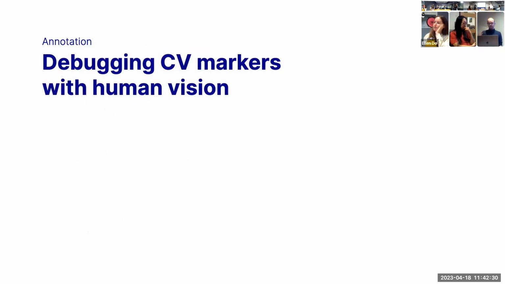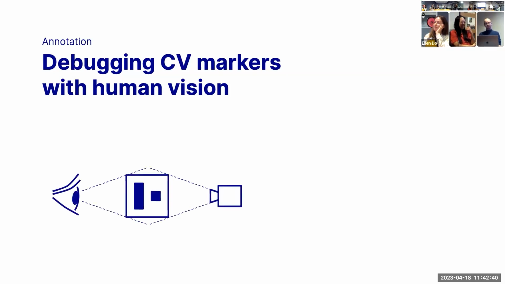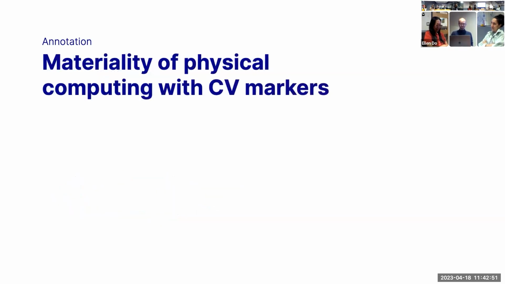We also observed a method of debugging CV markers with human vision. When working with electronics, there isn't really a sense that humans have that can detect the flow of electricity unless the voltage is too high. But with CV markers, people can easily identify if markers should be visible to the camera and can then determine if the bug is in their interface or in the detection side without checking the computer.